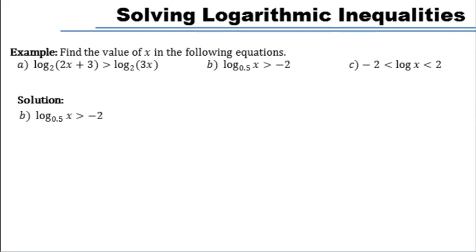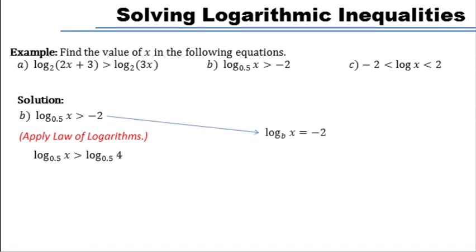So, letter B, logarithm base 0.5 of x is greater than negative 2. So, apply the law of logarithms. The negative 2 becomes logarithm base 0.5 of 4. So, how did it become logarithm base 0.5 of 4? Let's find the x for which logarithm base b of x gives negative 2. Since we want to use the 1-to-1 property, the base must also be 0.5. So, logarithm base 0.5 of x is equal to negative 2. What could be the x value?